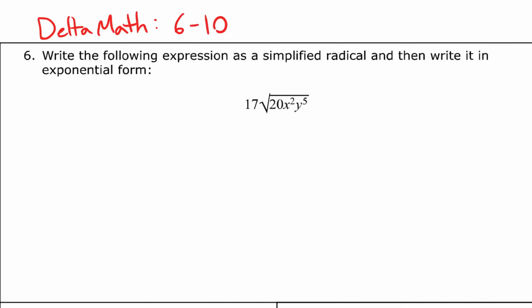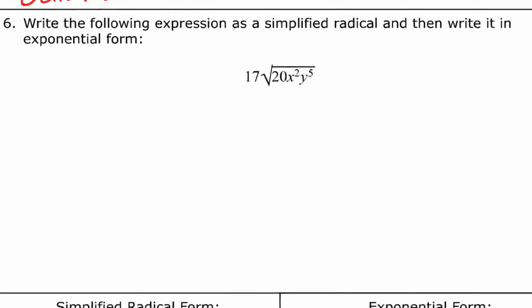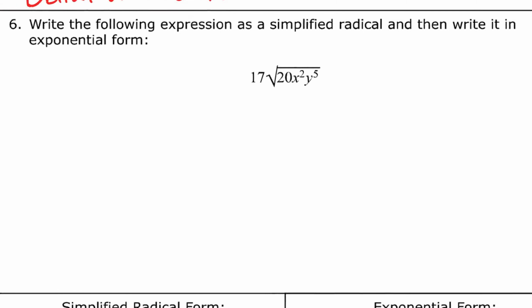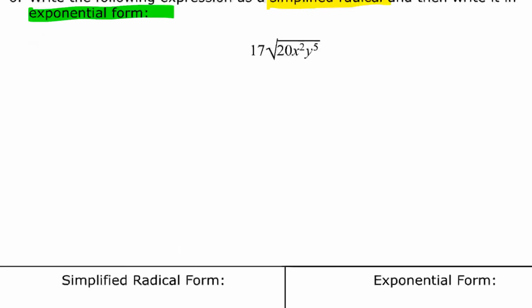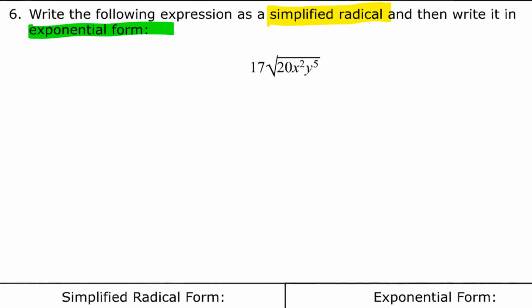Okay, for this example, this will help. All of the examples in the rest of this video are going to help you out on problems 6 through 10, which are really the more challenging problems on the DeltaMath assignment. We need to rewrite the following expression as a simplified radical and then write it in exponential form. And you'll see down here I have boxes for both of those, and I'll zoom out at the end so you can see all the work shown.